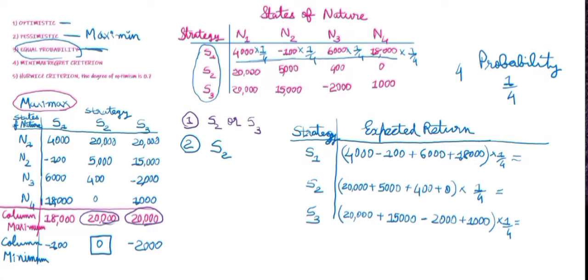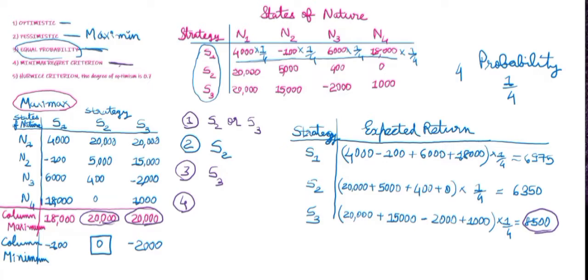Then on solving these, we get the values as 6975, 6350 and 8500. From all these three values, we'll find the maximum value. So our maximum value is 8500. Hence the decision maker will adopt the strategy S3.